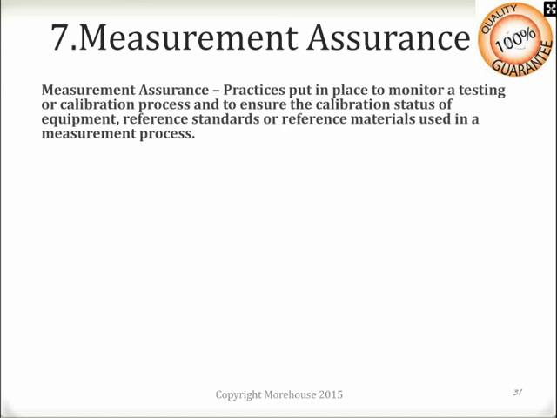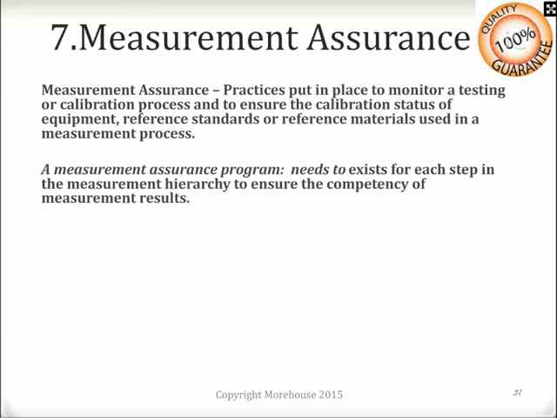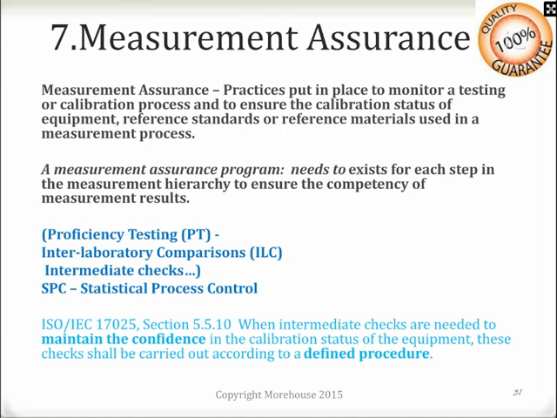Number 7 is measurement assurance. Measurement assurance practice is put in place to monitor a testing or calibration process and to ensure the calibration status of equipment, reference standards or reference materials used in a measurement process. A measurement assurance program needs to exist for each step in the measurement hierarchy to ensure the competence of measurement results.